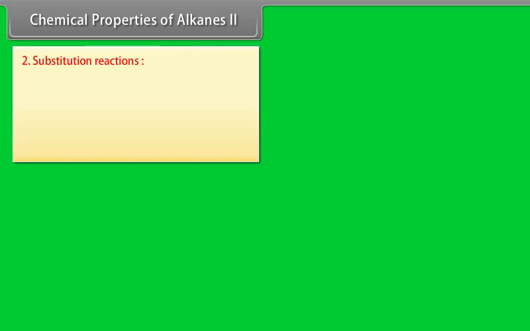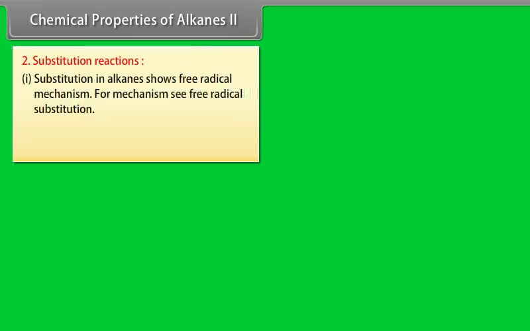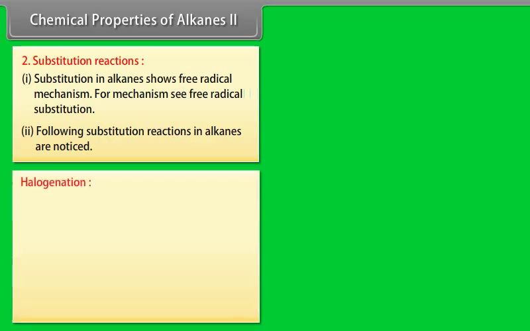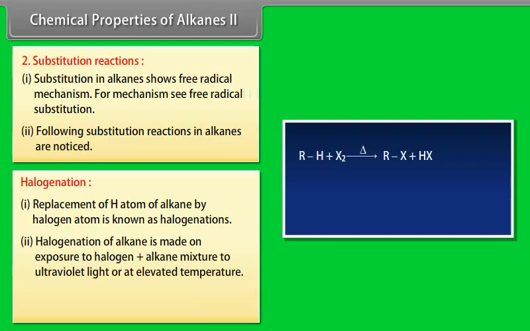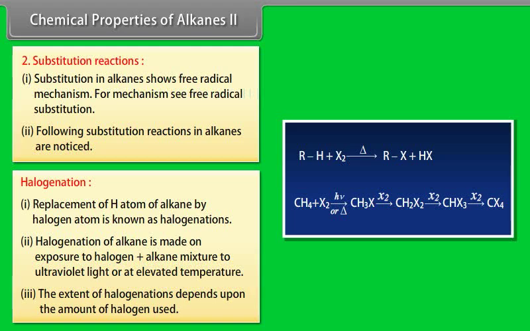Chemical properties of alkanes, Part 2. Substitution reactions. Number 1: substitution in alkanes follows a free radical mechanism. For the mechanism, see free radical substitution. Number 2: the following substitution reactions in alkanes are noticed. Halogenation. Replacement of a hydrogen atom of an alkane by a halogen atom is known as halogenation. Halogenation of alkanes is carried out by exposing a halogen and alkane mixture to ultraviolet light or elevated temperature. The extent of halogenation depends upon the amount of halogen used.